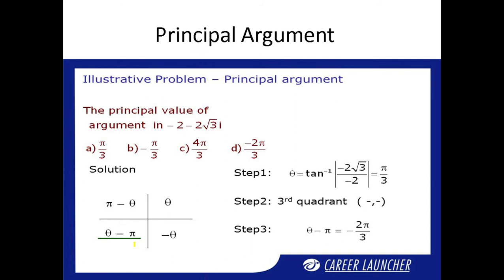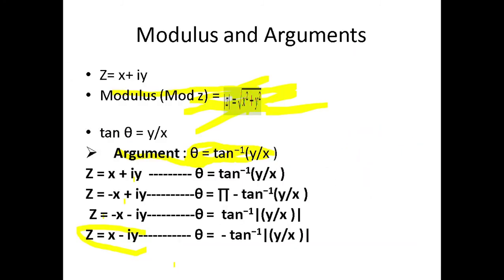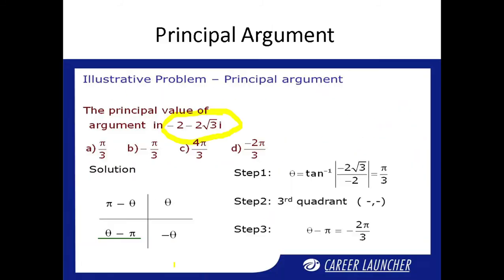Then the question is to find the principal argument of minus 2 minus 2 root 3i. Here a equals minus 2, or x is equal to minus 2, and y is equal to minus 2 root 3. So convert it into x plus iy format. You can say that this is in the third quadrant, minus minus. Then convert into pi minus theta, based on this formula, third quadrant. There is no other process, tan inverse mod y by x. You can straightaway answer this, and it is in the third quadrant.